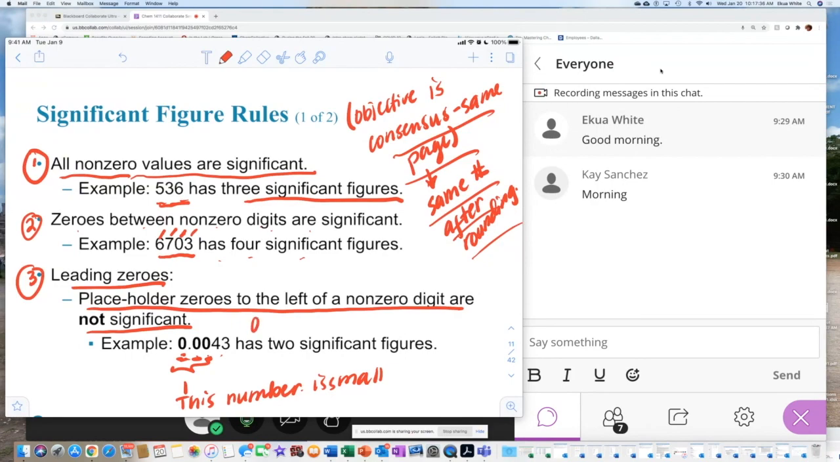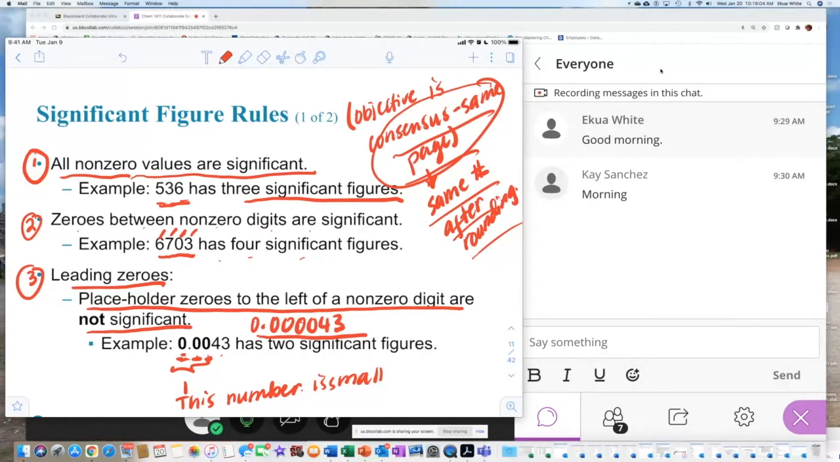If you have this number versus 0.000043, you know this number is much smaller because there's a lot more zeros before the actual non-zero number. So these zeros have a role, but the role has nothing to do with the consensus. It has to do with communicating to you that the number is very small. For that reason, we don't count those zeros as significant.